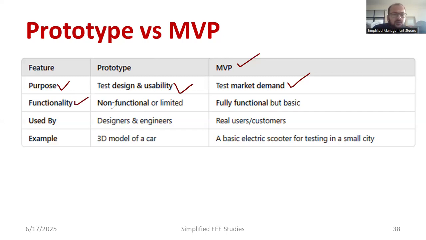For a prototype, the function is very limited. For example, I'm making a small toy car. Can I drive the toy car? Never. It's just like a model only, correct? The function is very limited. But if I talk about MVP, the function will be 100% possible.